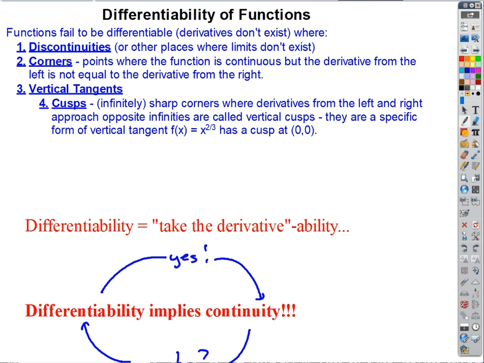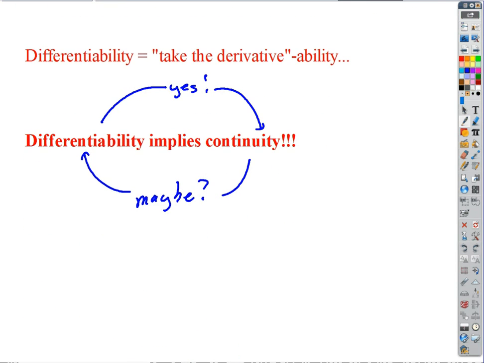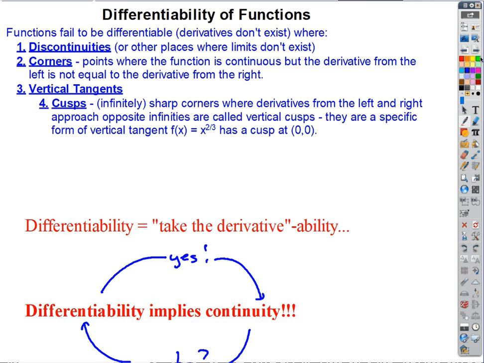Yes. If it's not continuous, it is not differentiable, right? But can you assume that just because a function is continuous, it's differentiable? No, you can't, right? So differentiability implies continuity, but the inverse is not true. If we read that statement backwards, it's not true. An example would be a corner. A corner is a place where the function is continuous, but the derivative is still not defined. So let's look at examples of these.